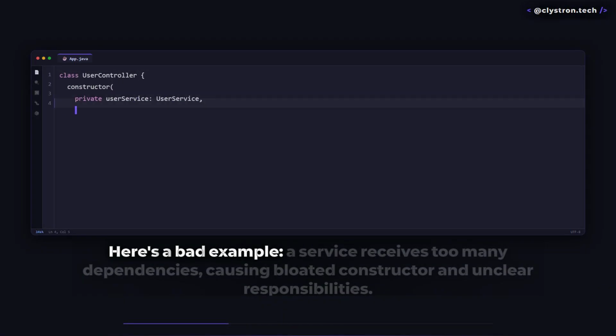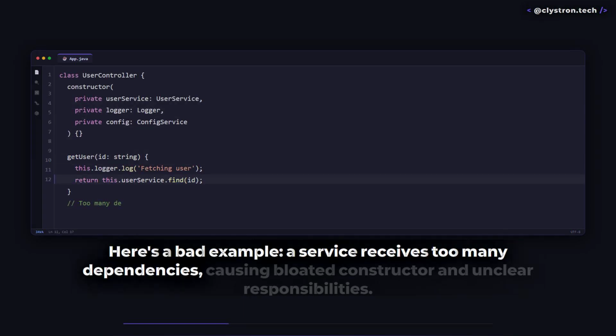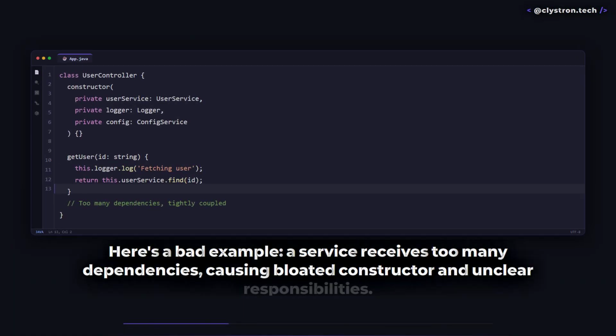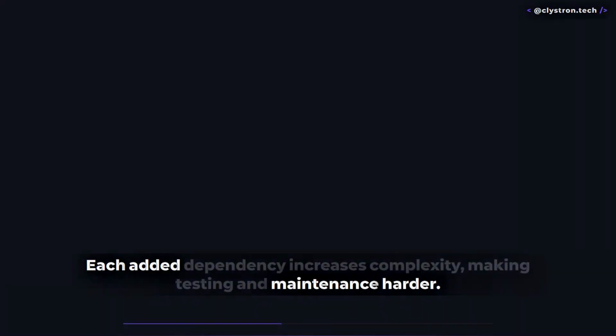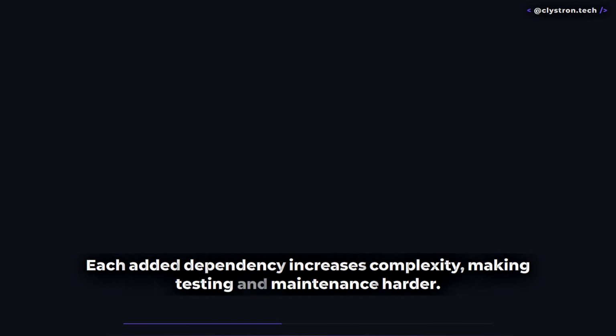Here's a bad example. A service receives too many dependencies, causing bloated constructor and unclear responsibilities. This design fails because of tight coupling and constructor bloat. Each added dependency increases complexity, making testing and maintenance harder.